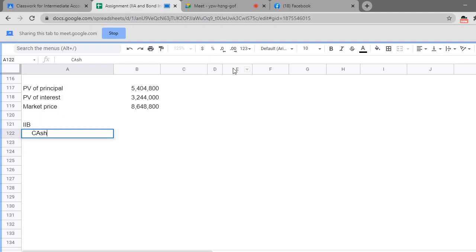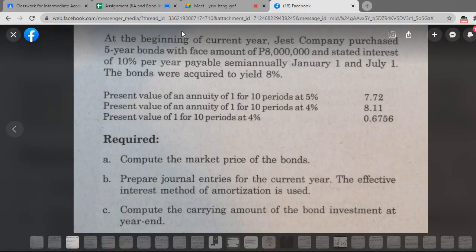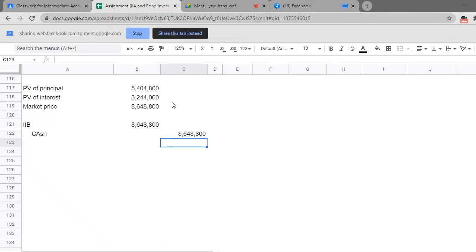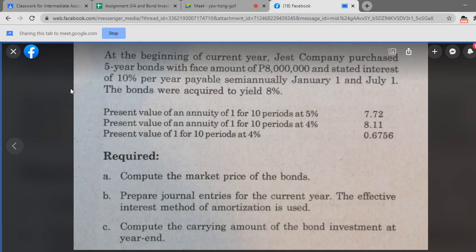This is the market price and this is going to be your cost as you make the entry: investment in bonds, credit, cash. That's going to be 8,648,800. So, ato ang assumption kaganina nga this is a premium based on the interest, tama. Ang atong assumption ganina nga dapat ang cost is more than 8 million, tama din, 8,648,800. So, requirement letter A has been solved already.